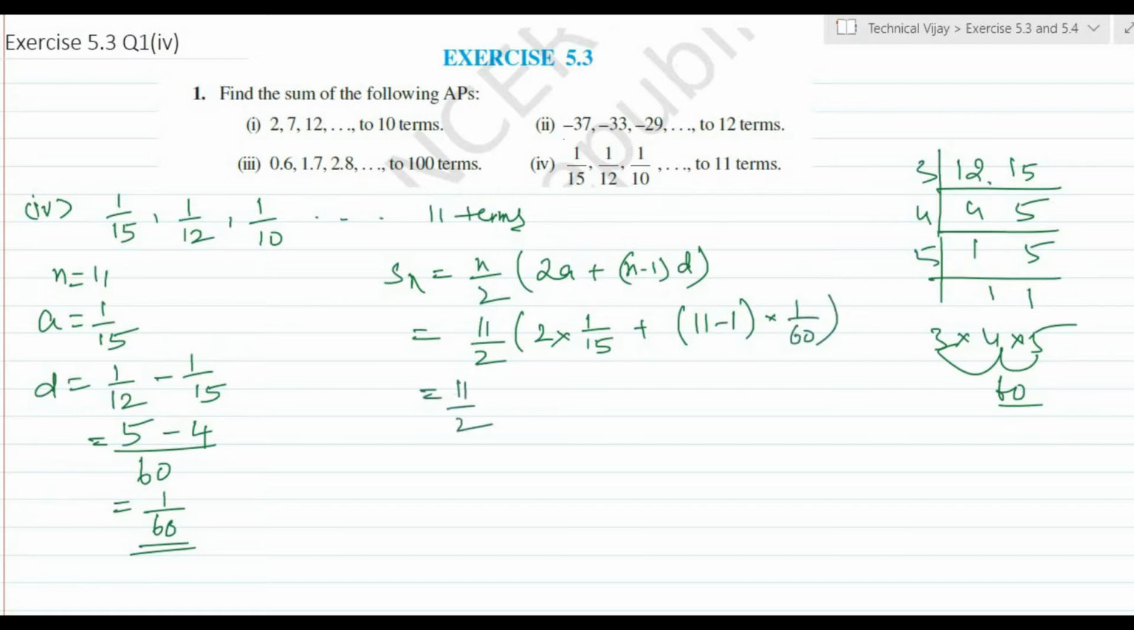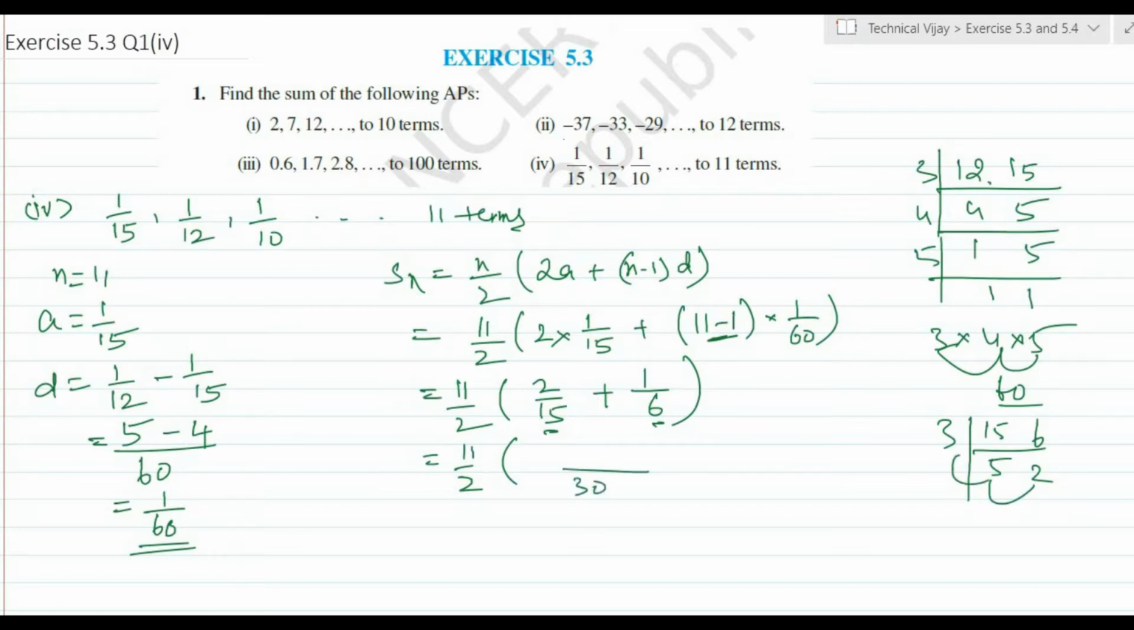So we will solve for this one. 11 by 2, here 2 by 15, plus 10 into 1 by 60, this is 10. So this is equal to 1 by 6. So 11 by 2, here 15 and 6 LCM. Here 15, 6, 3 5s are, 3 2s are. 2 5s are 10, 10 3s are 30. So 30 will be the LCM. So 15 2s are 30, so 2 into 2, 4. This is 6 5s are 30.